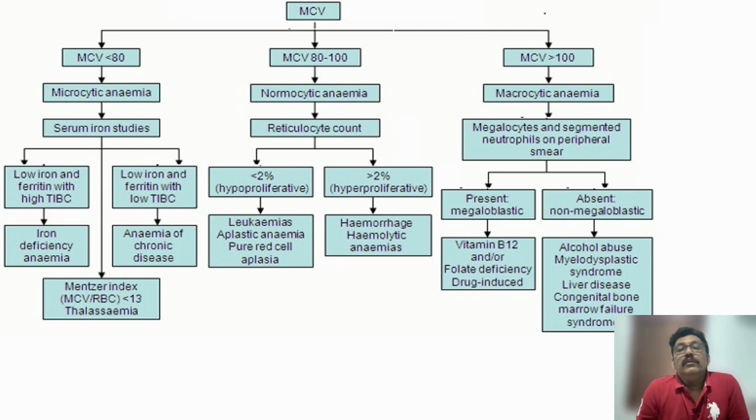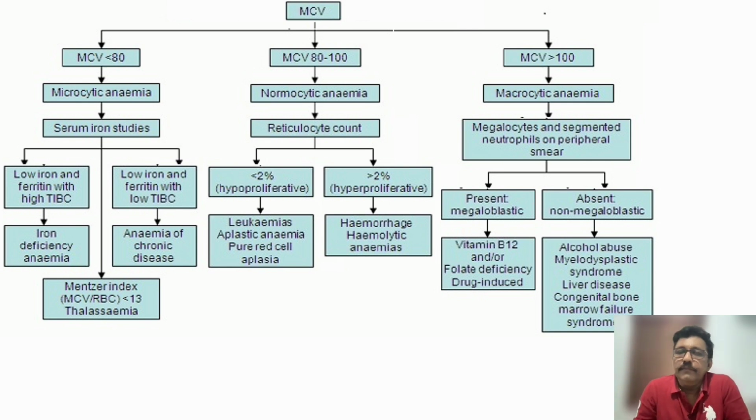Then if you go on the opposite side, mean corpuscular volume more than 100, that means a large cell. It is macrocytic anemia. Megaloblasts and segmented neutrophils can be there. Megaloblastic anemia is mostly B12 deficiency anemia or folate deficiency anemia. Most of the time folate deficiency is due to drugs like methotrexate and all, but you can get B12 deficiency, that is very, very common.